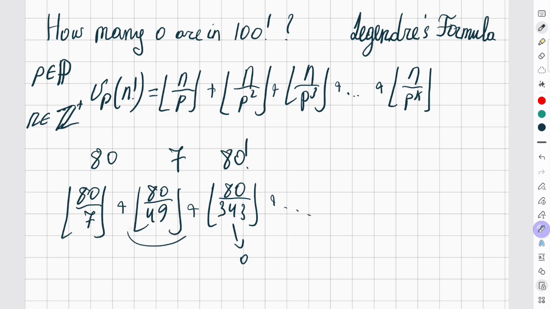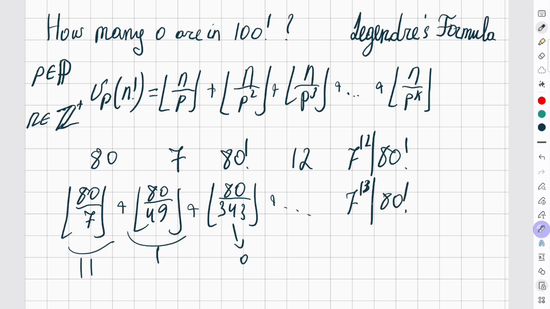But in this case we have 1 here, and here we have 11. So overall we have 12 sevens inside of 80 factorial, or in other words we can say that the greatest power of 7 that can fully divide 80 factorial is 12. It means that is possible, but when the power is greater, it's not possible.